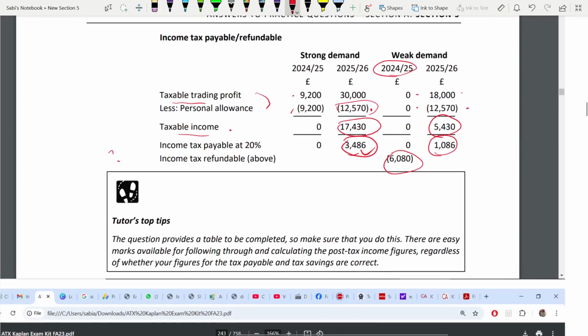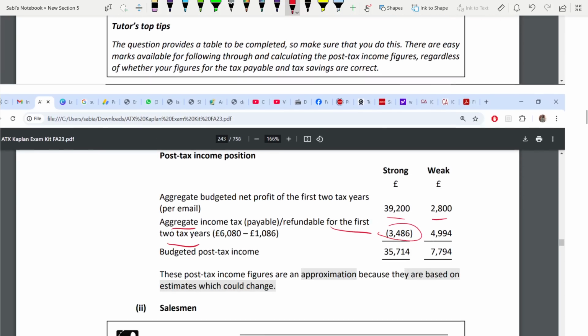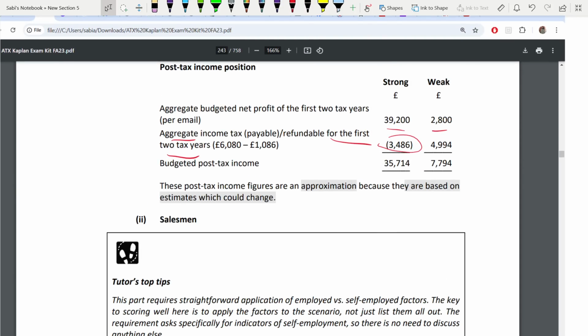Weak, there's a payable also, there's a refundable also. Two tax years, 24, 25, 25, 26. So here you are getting a refund. Here you have to pay. So the net amount. Net amount means you are getting more of a refund. That's why you are adding this amount. Okay, this is a net refund.